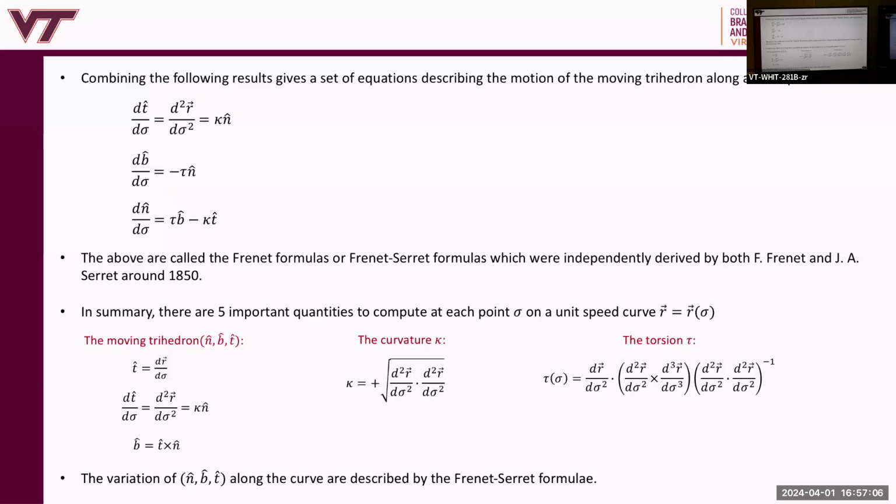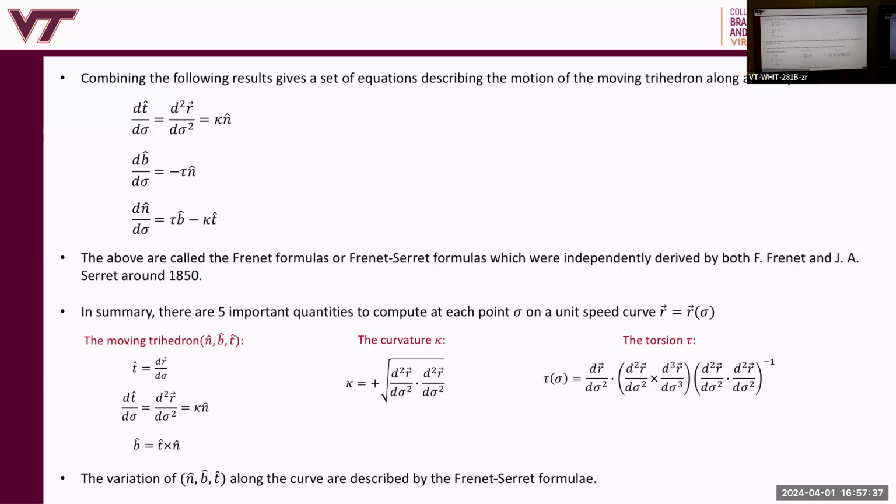Good. The above are called the Frenet formulas or Frenet-Serret formulas. So ta-da, we've gotten there. These are the three equations that we needed to calculate the Frenet formulas, right? These are the Frenet-Serret formulas, which were independently derived by both Frenet and Serret around 1850. Okay? All right, so in summary, there are 5 important quantities to compute at each point sigma on a unit speed curve r, which is equal to r of sigma.